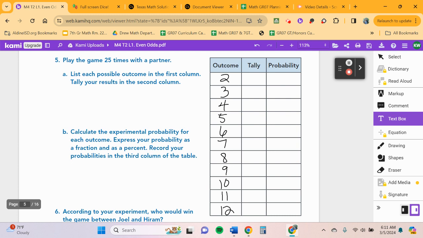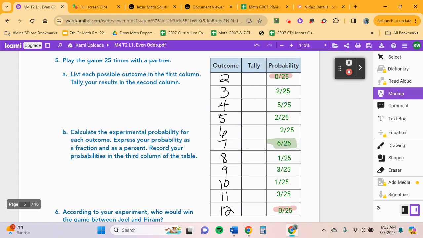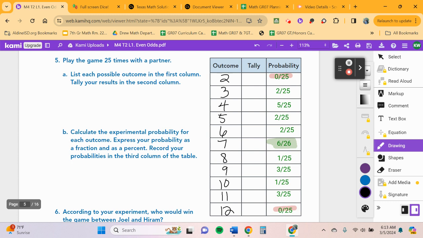Alrighty, I finished my experiment. Here are my results. So we've got our experimental probability, and we were also supposed to express this as a fraction and a percent. Now, I'm not going to do all of these, but I'm going to show you how you would do this so that you can annotate this on your paper.